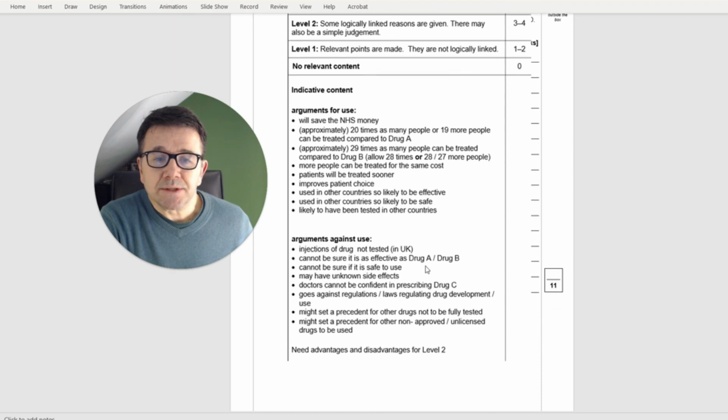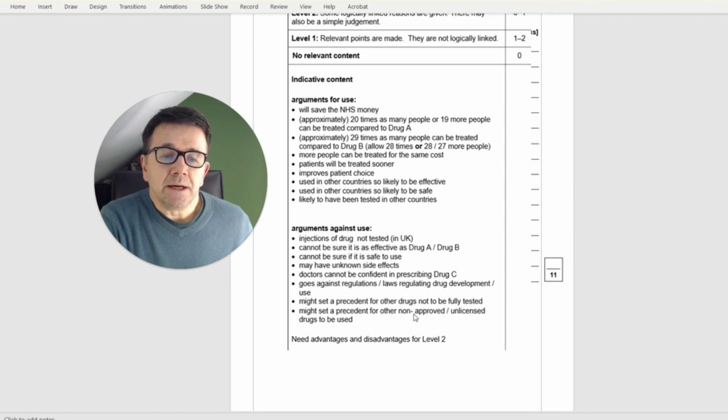Arguments against use. Well, the main thing is it's not tested in the UK. You might not be able to check that it's as effective as drug A and drug B, so you might have to take more of it, so you're not saving cost in the end. Is it safe to use? Are there unknown side effects? Could the doctors be confident in prescribing drug C? It could go against the laws regulating drug development in the country. Also, has it been fully tested? It's also not been licensed or approved in this country.